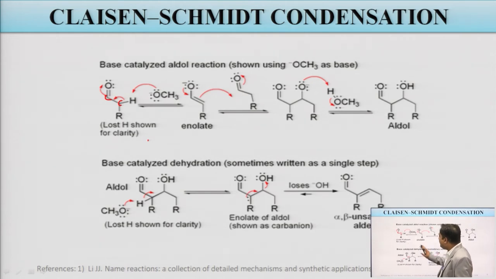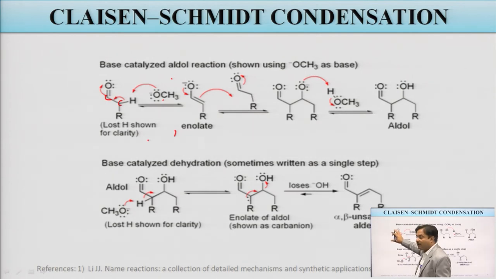And what will it do? It will abstract a proton from this carbonyl compound, which has an alpha hydrogen. That alpha hydrogen will be abstracted by the base, which in this example is the methoxide anion. So, this proton will be taken away by this base, OCH3-. How? This proton will be removed after donating its electrons towards the carbon.